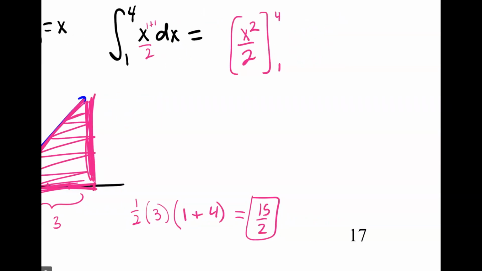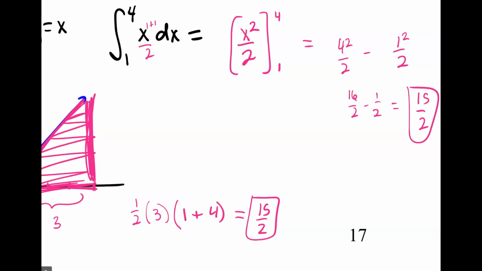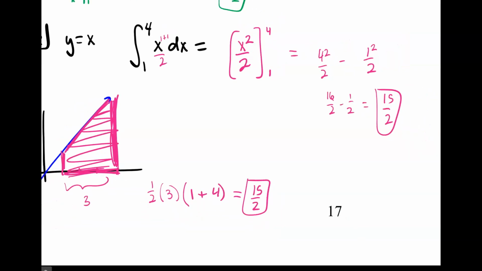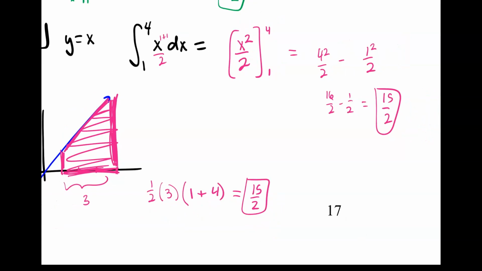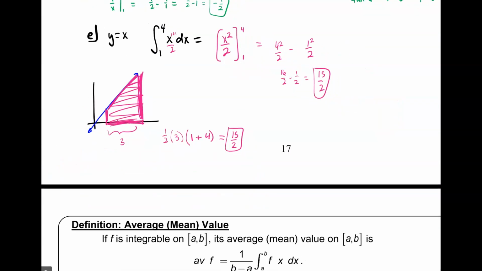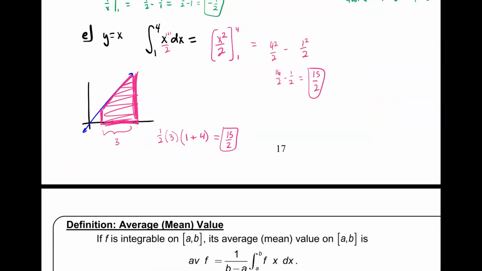Okay, so this is just going to be 4 squared, 16 over 2. I should actually write it for you: 4 squared over 2 minus 1 squared over 2. So that's 16 over 2 minus 1 over 2, so that's 15 over 2. We get the exact same answer. It's just another little practice. Finding the area gives you the exact same thing as the integral that we do.